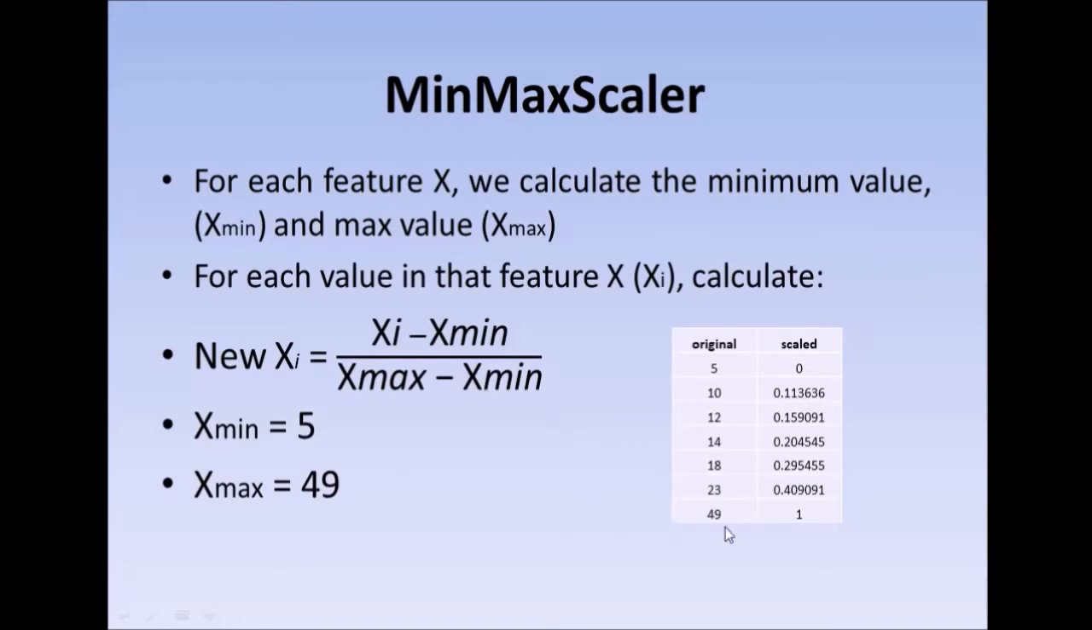Now for the maximum value, this is 49, so for the 49 value we'll do 49 minus x min, which is 5, so this is 44, upon x max minus x min, which is 49 minus 5, again 44. So 44 by 44 will give us 1, and hence the maximum value in the scaled data is 1 and the minimum value is 0. So you see now all the values have been scaled between 0 and 1. This is what min-max scaler does behind the scenes.